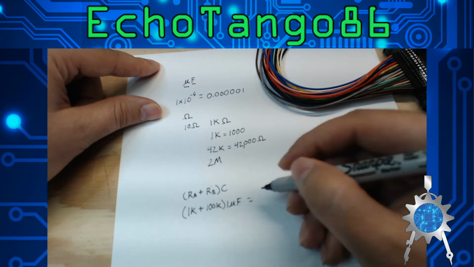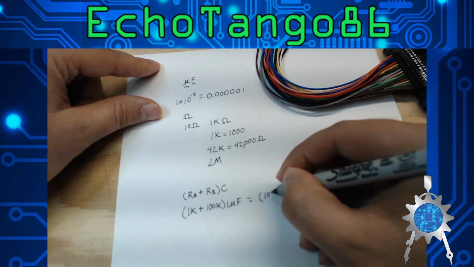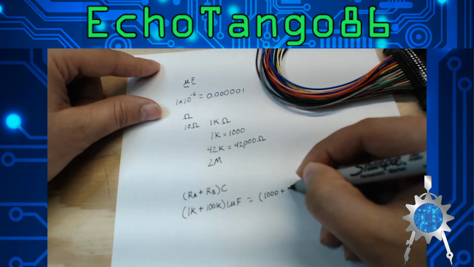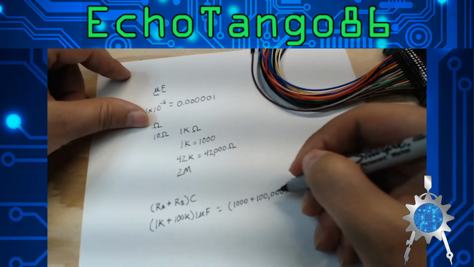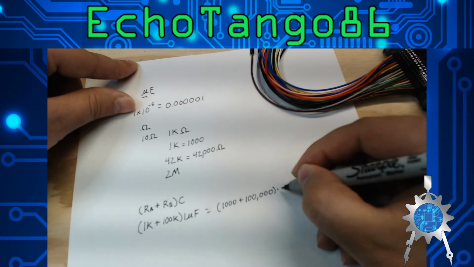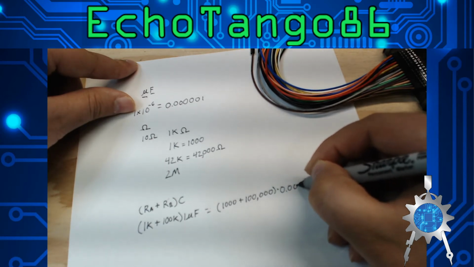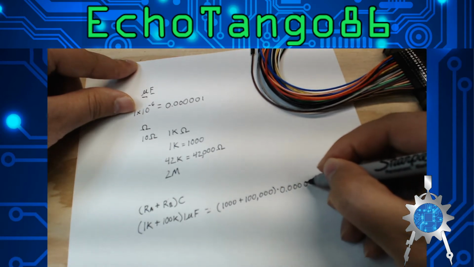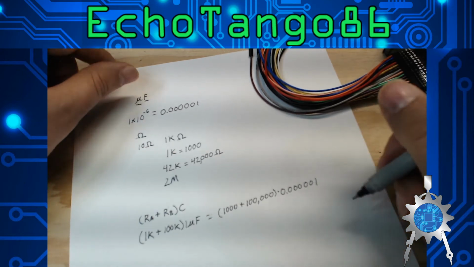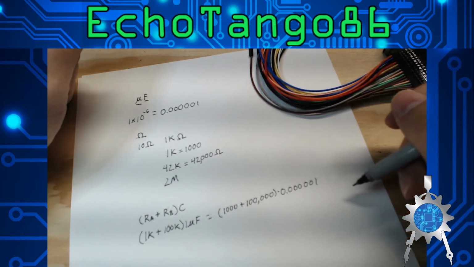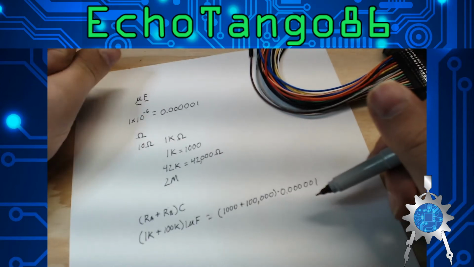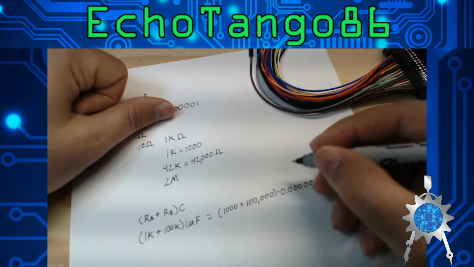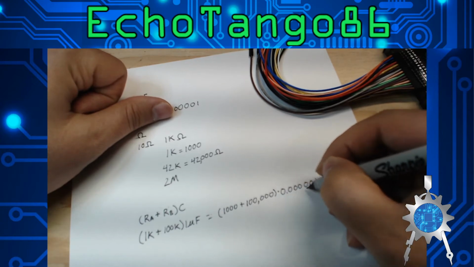We could say that that's equal to 1,000 plus 100,000 times 0.12345, and you could start doing your math there. And then whatever this answer is, you can go ahead and do it out.